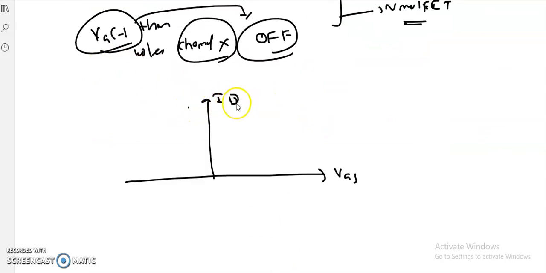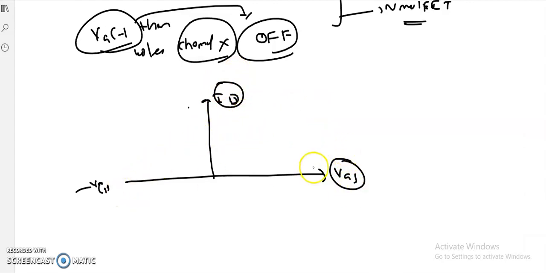So here I am drawing the graph between the ID versus VGS. ID versus VGS means it's nothing but a transfer characteristics. Why? Because in the previous lecture of the JFET, as I told, the transfer characteristics is nothing but the graph we are going to draw between the output current and the input voltage. So here it is, ID is the output current and VGS is the input voltage.